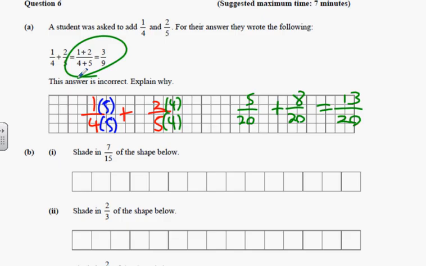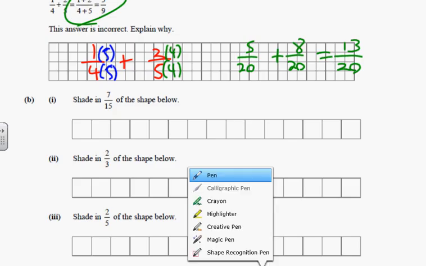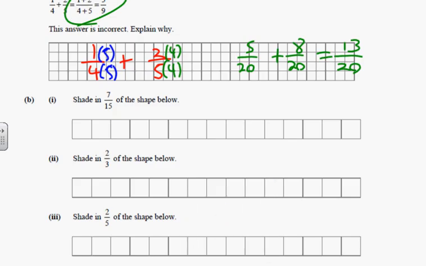Shade in 7/15 to the shape below. How many do we have? 15 blocks there, do we? Yes. Okay, so that makes my job considerably easier. How much to shade? You need 7 blocks. Good. That there. That's 8. Okay.